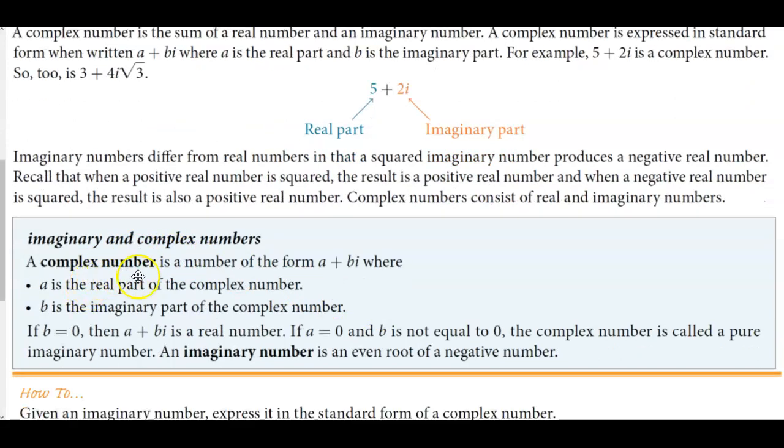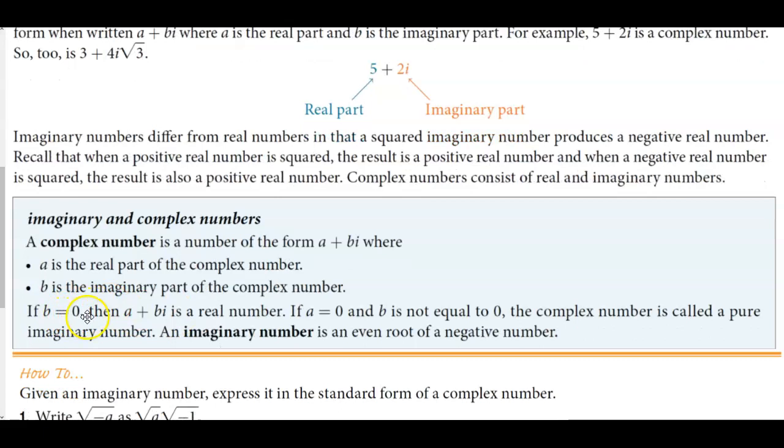A complex number is a number of the form a plus bi, where a is the real part of the complex number and b is the imaginary part of the complex number. Now, if b is equal to 0, then a plus bi is a real number. If a is equal to 0 and b is not equal to 0, then the complex number is called a pure imaginary number. An imaginary number is an even root of a negative number.